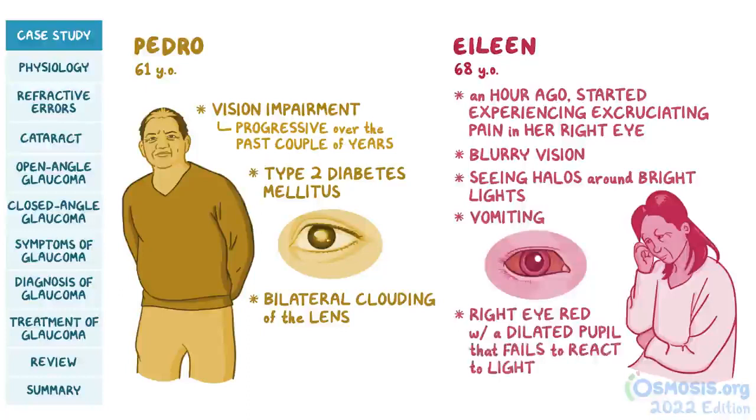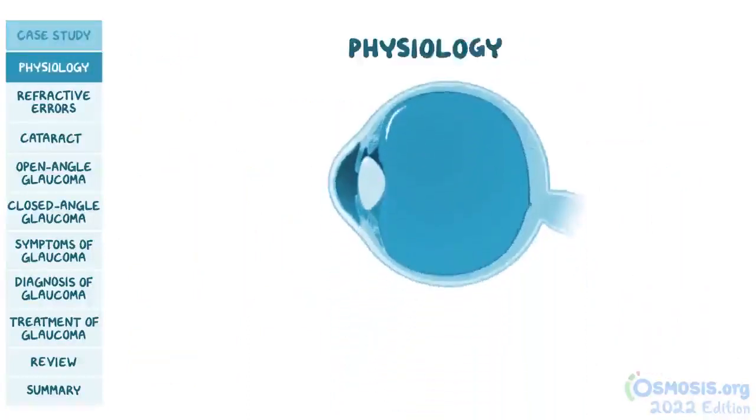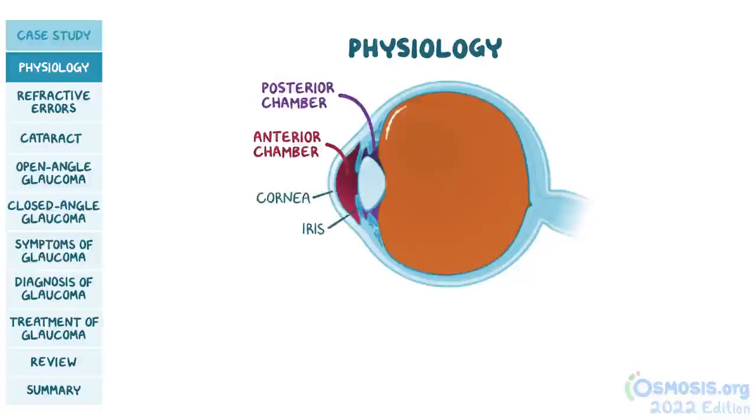Based on the initial presentation, both Pedro and Eileen have some form of eye condition. But first, a bit of physiology. If we take a closer look at a cross-section of an eye, we can see that it's split into 3 different chambers: anterior, posterior, and vitreous. The anterior chamber includes the area from the cornea to the iris. The posterior chamber is a really narrow space between the iris and the lens. Finally, the much larger vitreous chamber includes the space between the lens and the back of the eye.